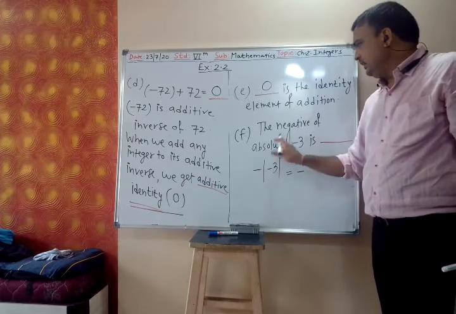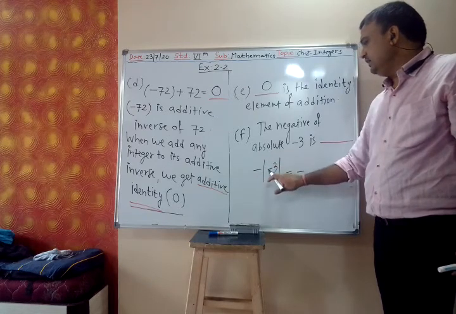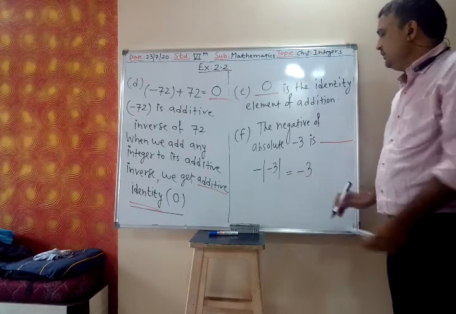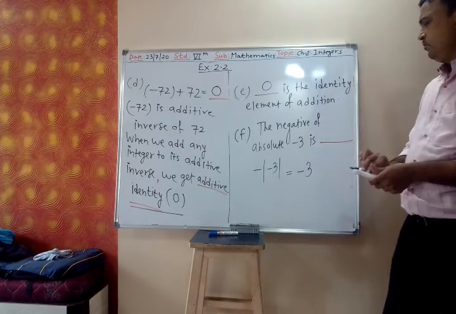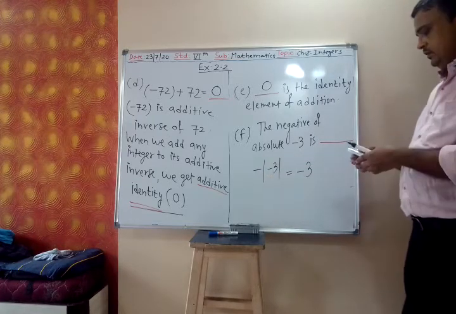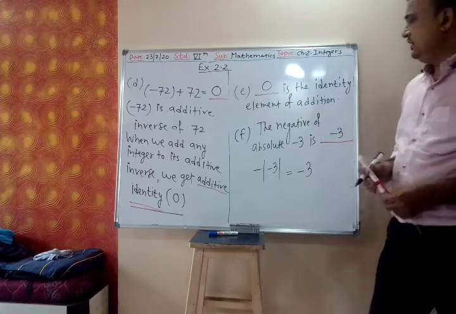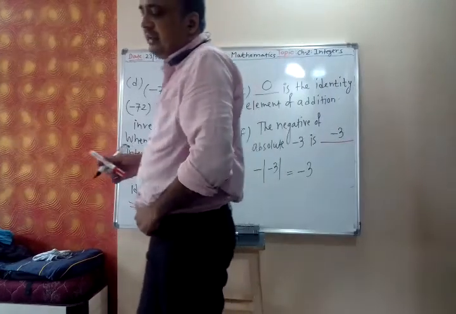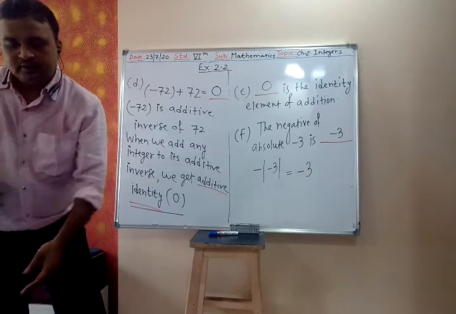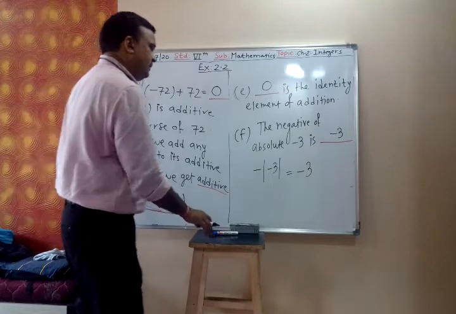Yes, right. Negative means minus. Absolute value means vertical line, minus 3. So absolute value of minus 3 will be plus 3. Minus sign is already there, no? So minus 3 is the answer. The negative of absolute value of minus 3 is minus 3.